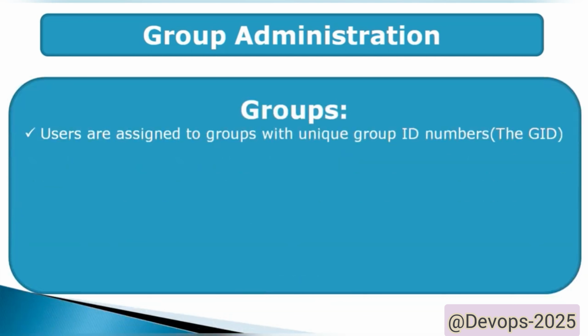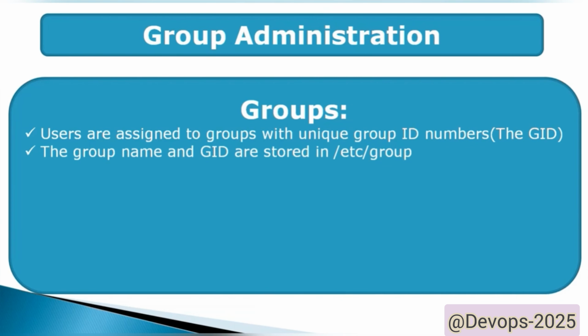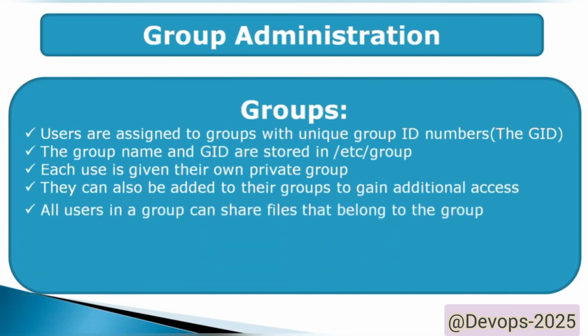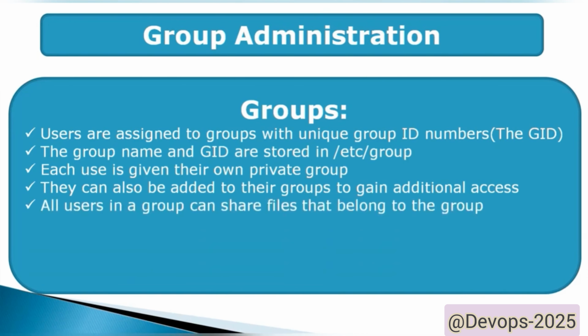So here are a few points. When we create any user, that user is assigned to a group with a unique ID, which is called GID. The group name and group IDs are stored in /etc/group, and each user is given their own private group. The user can be added into their groups and we can give access accordingly. We can even provide additional access as well, and all the users in a group can share the files that belong to that group. So there are multiple files we can share with each other.